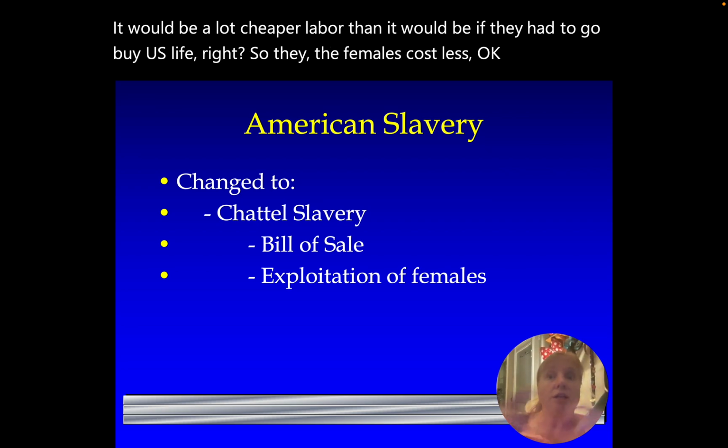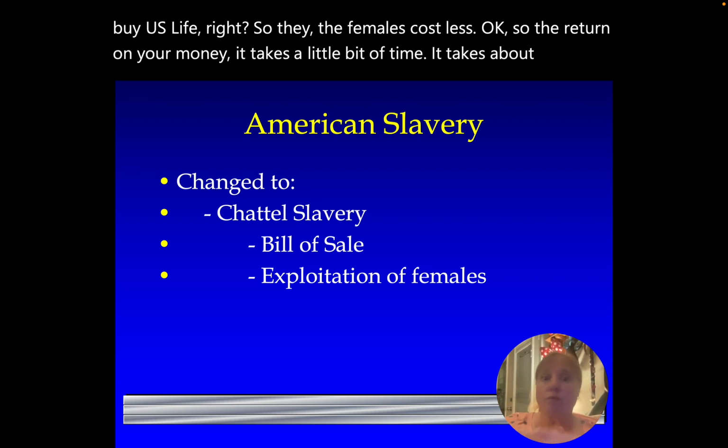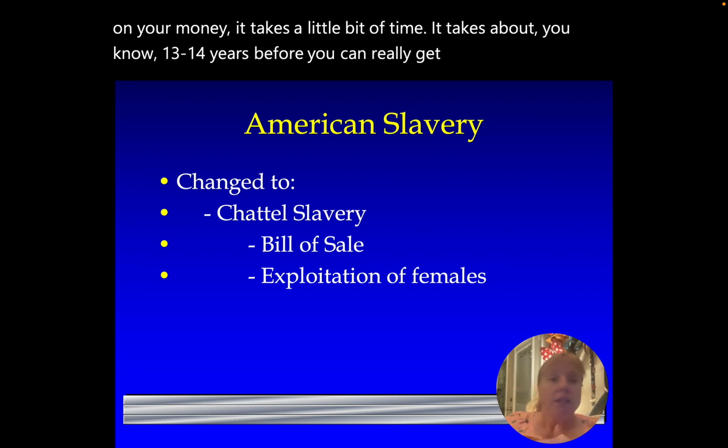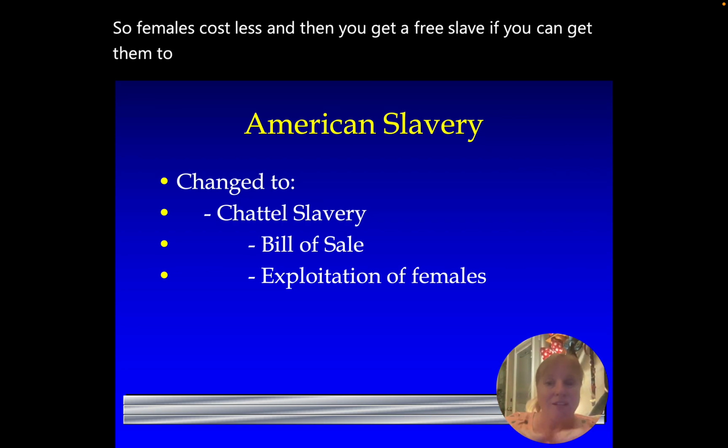So the return on your money, it takes a little bit of time. It takes about 13, 14 years before you can really get work out of a slave. So females cost less, and then you get a free slave if you can get them to breed.